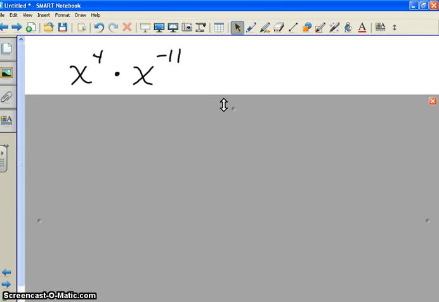Here's our first one. X to the 4th times x to the negative 11th. Bases are the same. I am multiplying, so I can keep that same base. And when I add 4 and negative 11, I get negative 7. Now, we can simplify this further because we have our second law that says anytime I've got a negative exponent, that's the same as doing the reciprocal of that base to the positive 7th power.